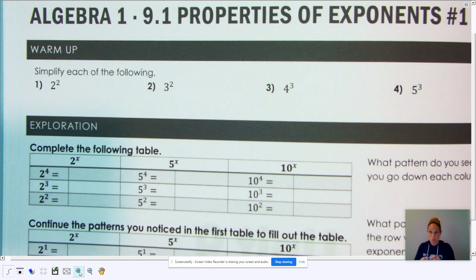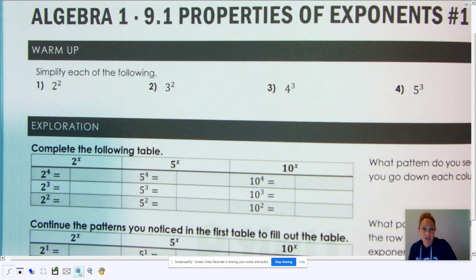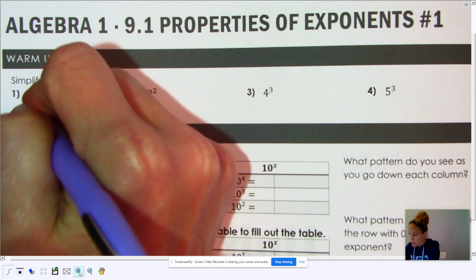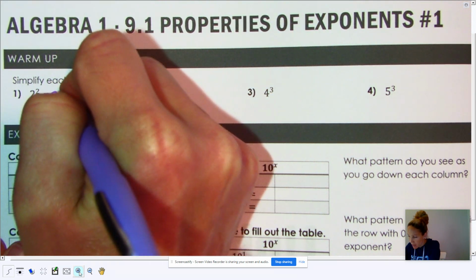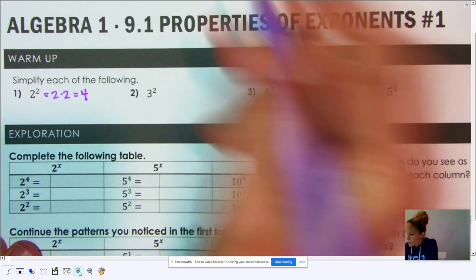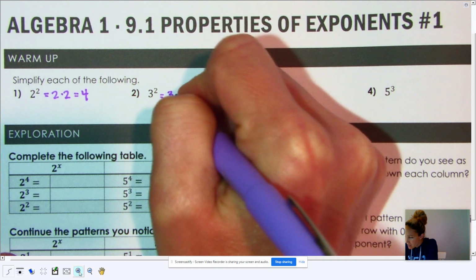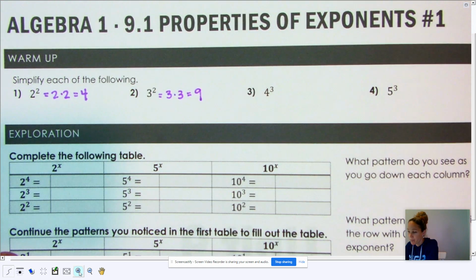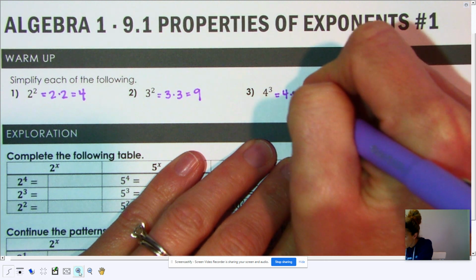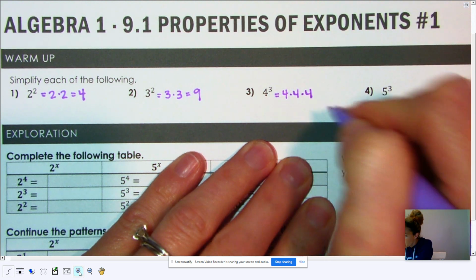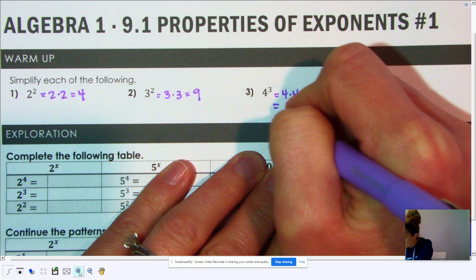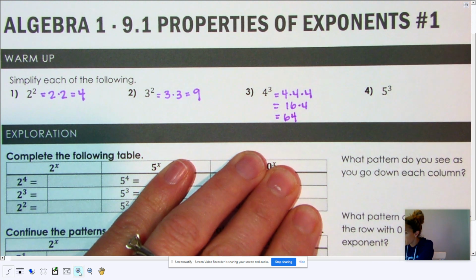We're going to start with a basic warm-up, just reviewing some prior learning that's going to tie into what we're doing today. So for question number 1, we have 2 squared. Remember, that just means 2 times 2, which is 4, easy peasy. 3 squared just means 3 times 3, which is 9. 4 to the third means 4 times 4 times 4. I know that the first two 4s make 16, and 16 times 4 equals 64.